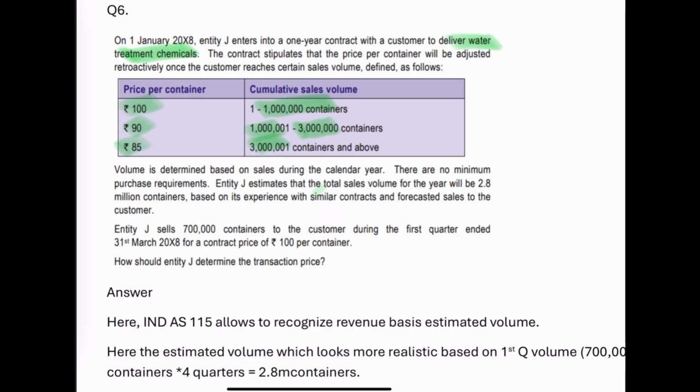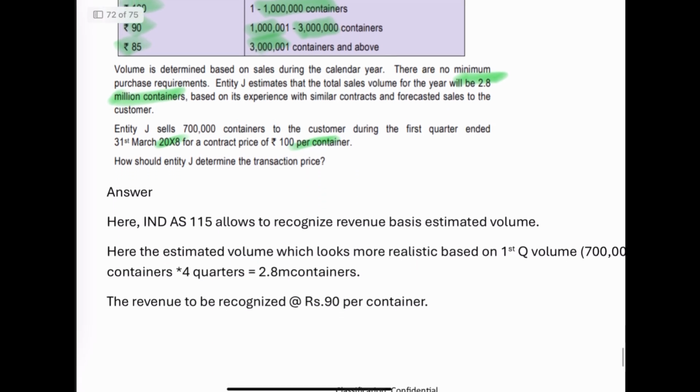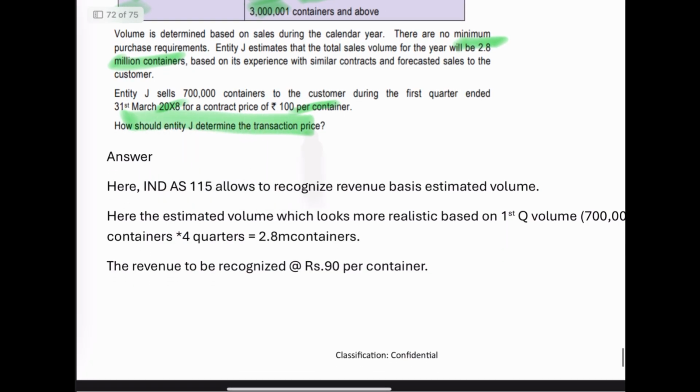Entity J estimates that the total sales volume for the year will be 2.8 million, which comes at rupees 90 under this category. And entity J sells 700,000 containers to the customer during the first quarter ended 31st March 2008 for a consideration of rupees 100 per container. So here the question is, how should J determine the transaction price?